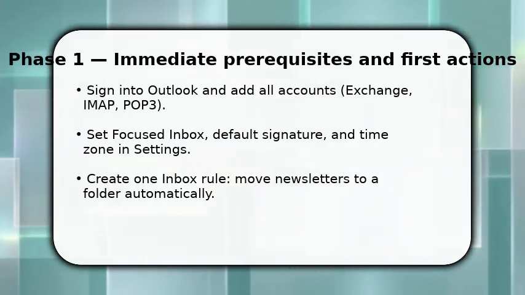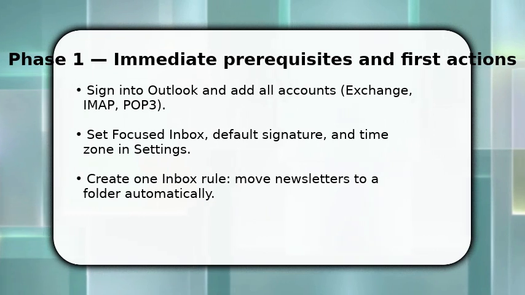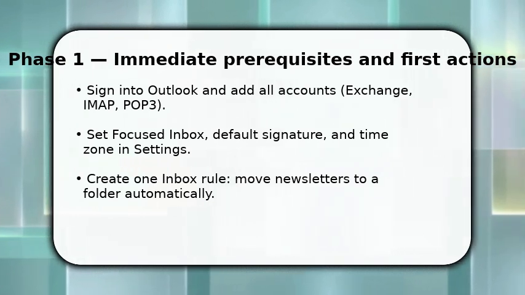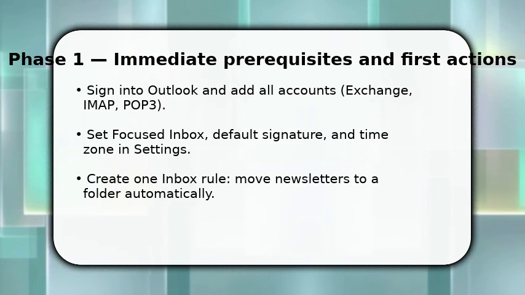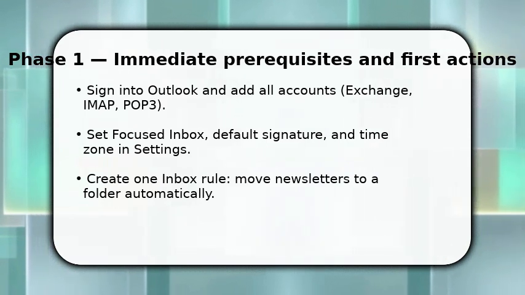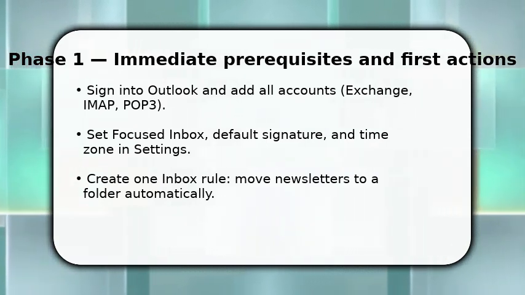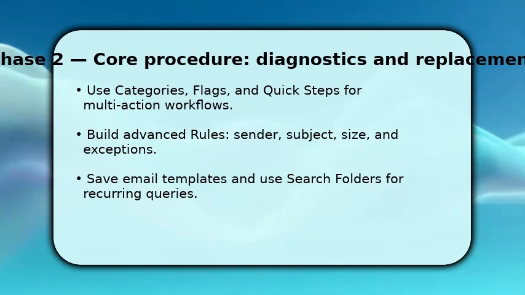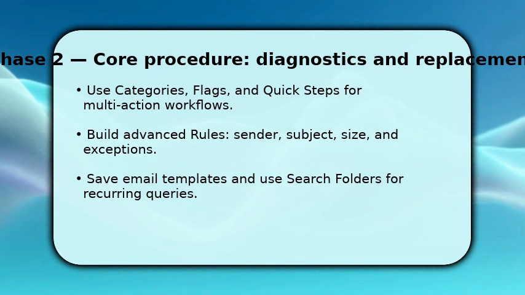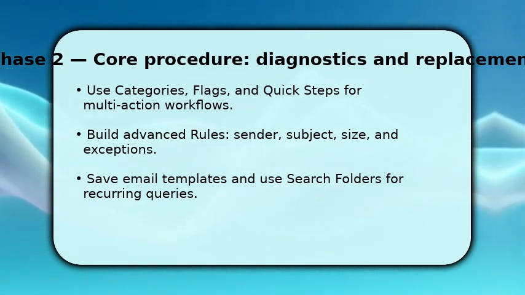It prevents missed messages. Also check account, sync frequency, and offline settings so searches and folders behave predictably while you proceed to deeper organization. Now you build the engine. Use categories plus flags to prioritize and create quick steps to apply several actions with one click. Once done, craft advanced rules.